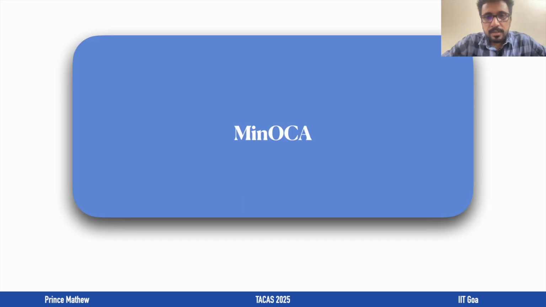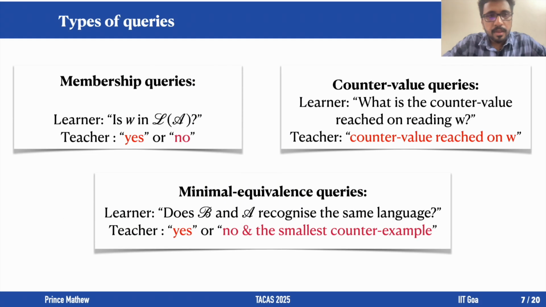Now this is the proposed method, we call it min-OCA. In this learning setup, you have three kinds of queries. One is a membership query where the learner gives the teacher a word W and asks whether the word is in the language of the automaton the teacher has in mind. Let's say the automaton the teacher has in mind is A. We ask whether that word is accepted by the automaton A. The teacher will respond yes if the word is in that language or no otherwise.